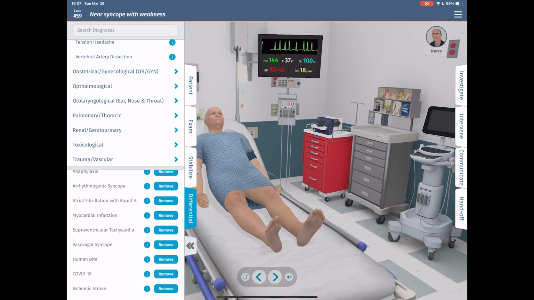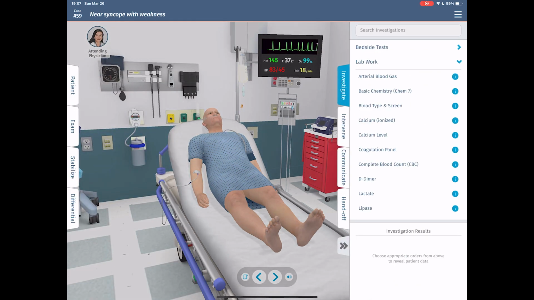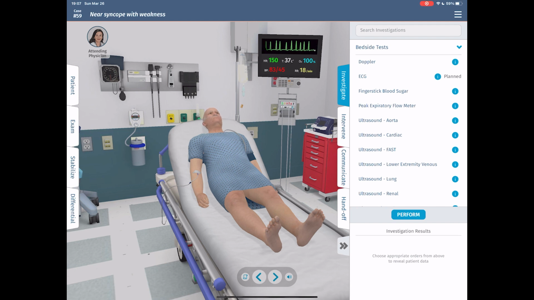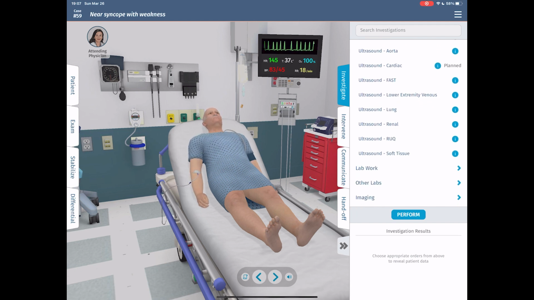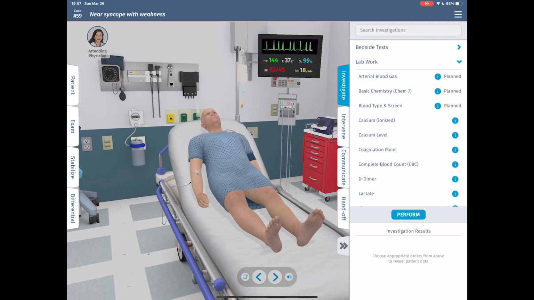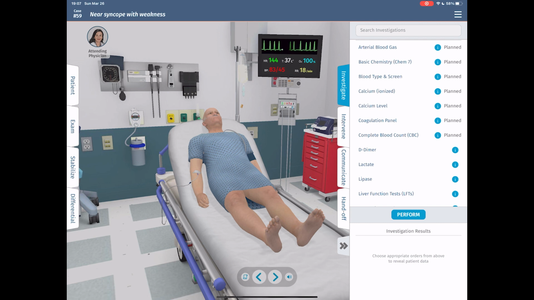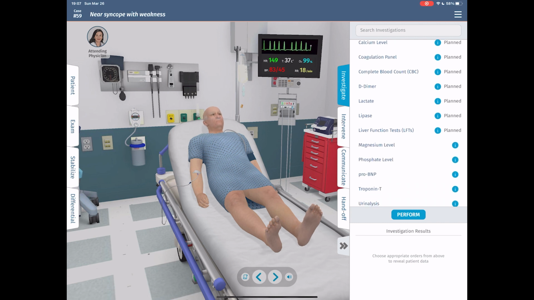All right, so let's go to the Investigate tab. We'll go here. We can do an ECG. We can get blood sugar. How about we'll do a cardiac ultrasound because we're worried about his heart. We can do a whole bunch of lab tests. D-dimer, lactate, lipase, liver function, magnesium, phosphate, troponin.